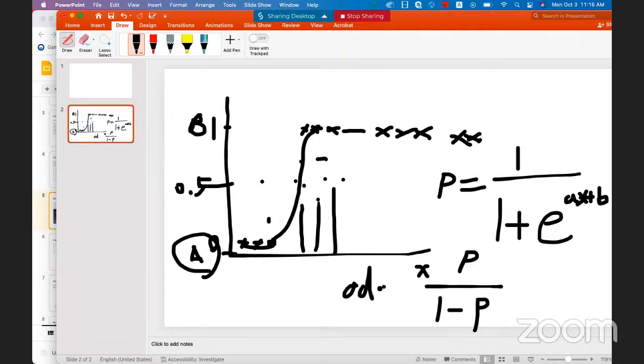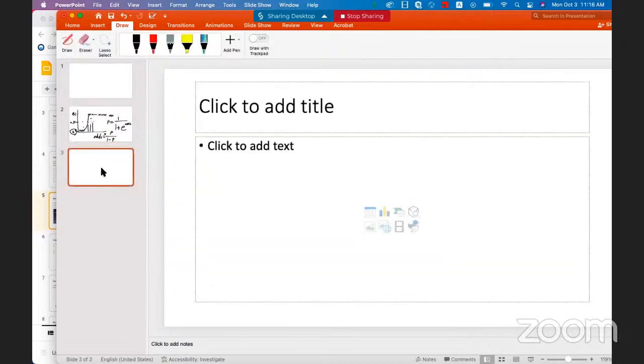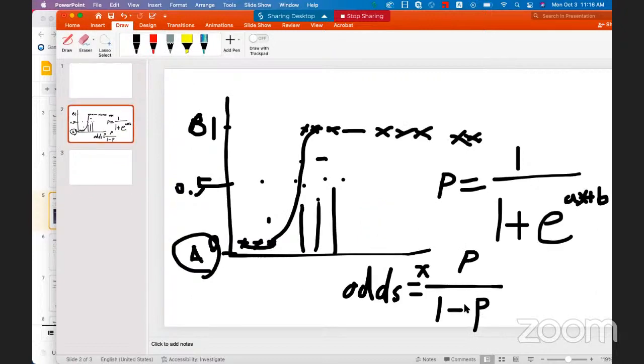Did we learn this in statistics? Odds is the probability it will happen divided by the probability it will not happen. This is the odds. And this odds could go from 0 to infinity.